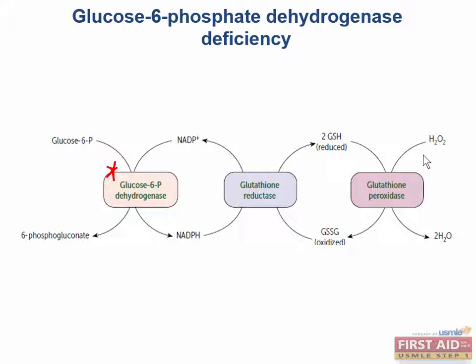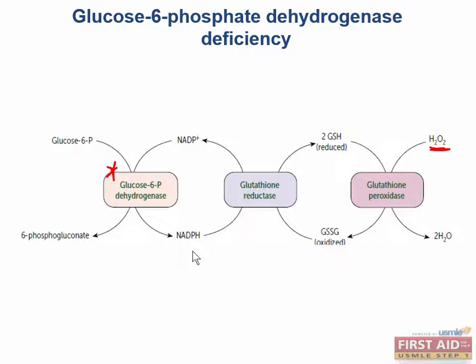Let's say that we have a substance that's going to be harmful to the body, like hydrogen peroxide, for example. It can cause oxidative damage to the body if not dealt with. So what will our body do to protect itself? The body will use a reduced form of glutathione to neutralize this hydrogen peroxide and convert it into water. However, to keep high supplies of this reduced glutathione available, the body will need lots of NADPHs.